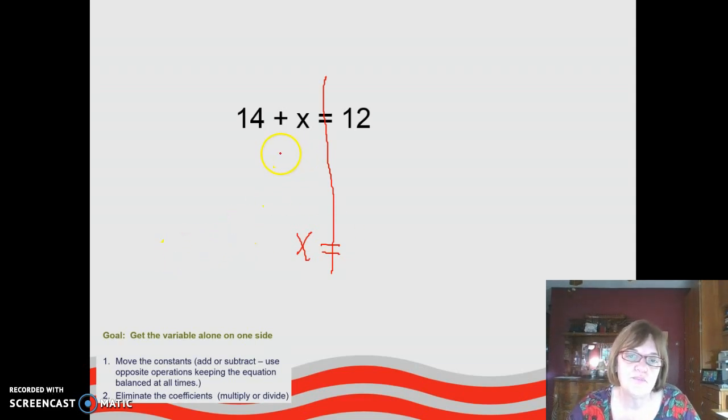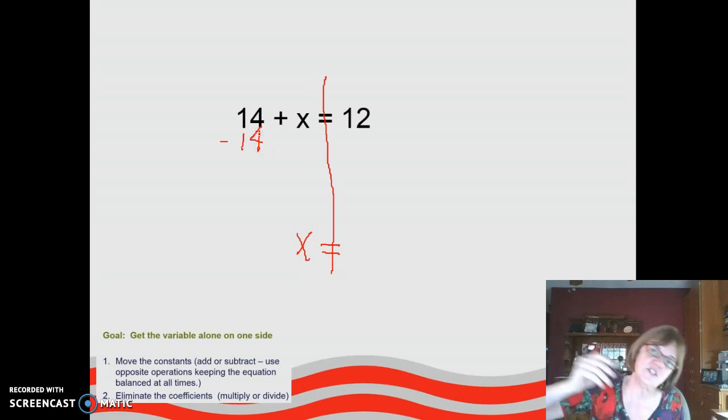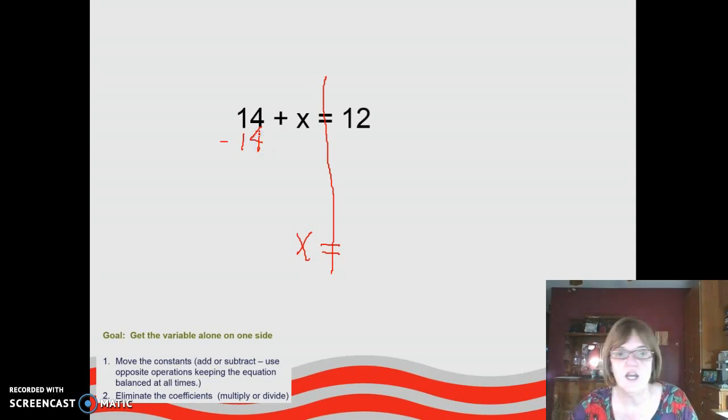Okay, so in order to do that, we look to see what's happening to my x. Well, x is being added to 14. So what's the opposite of adding 14? Well, we just said the opposite of addition is subtraction. So we're going to subtract 14. Now, wait a minute. If I was doing this on that scale again, I would have just tipped it in one direction. Whatever you do to one side, you must do to the other side. So if we add or subtract on this side, we have to add or subtract that same amount on the other side. Keep it even.